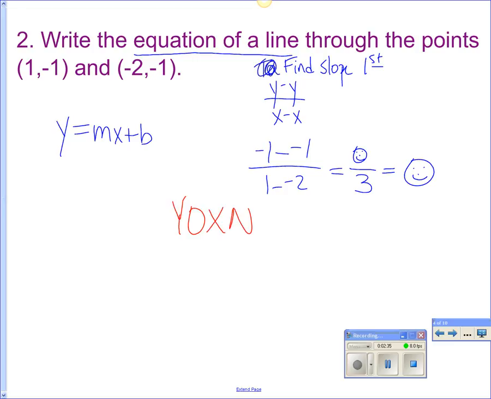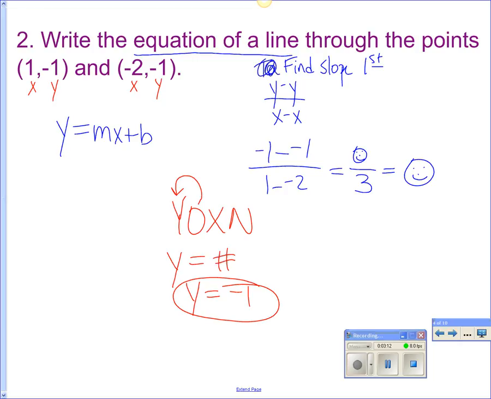Anytime I get 0 slope, I can use the shortcut. So the shortcut says for 0 slope, it's going to be y equals a number. That's what the shortcut means. If you notice, what's my y value from this first point? -1 is my y value. What's my y value over here? -1. So does it matter which one you choose? No. Y equals -1 is your answer. Make sure you have that written down.